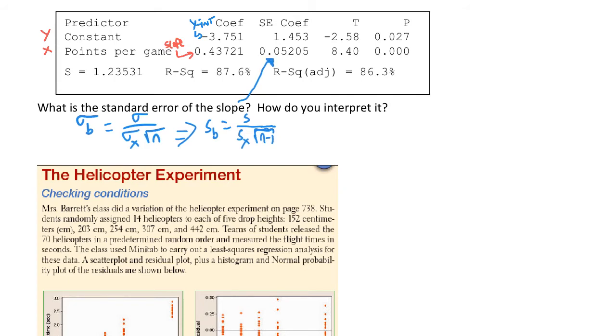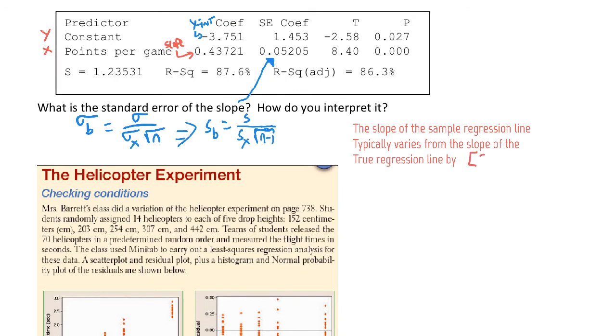So how do you interpret it? Well, in general, standard error, standard deviation is always something typically varies by this much. So what is typically varying? The standard error of the slope means the slope of the sample regression line typically varies from the slope of the true regression line, or population regression line, by blah blah blah, the standard error.